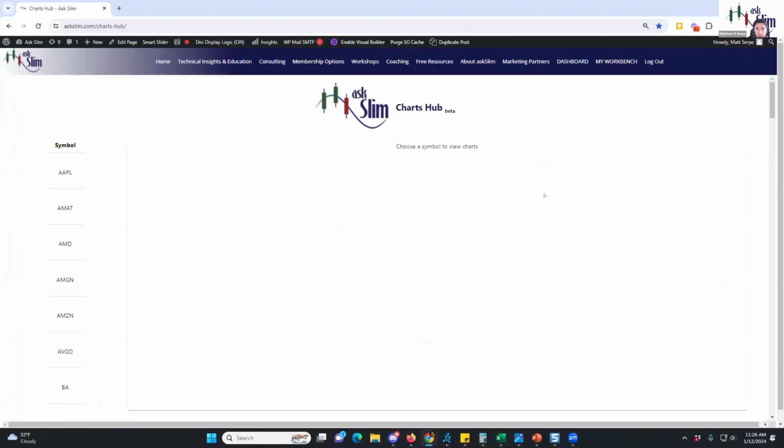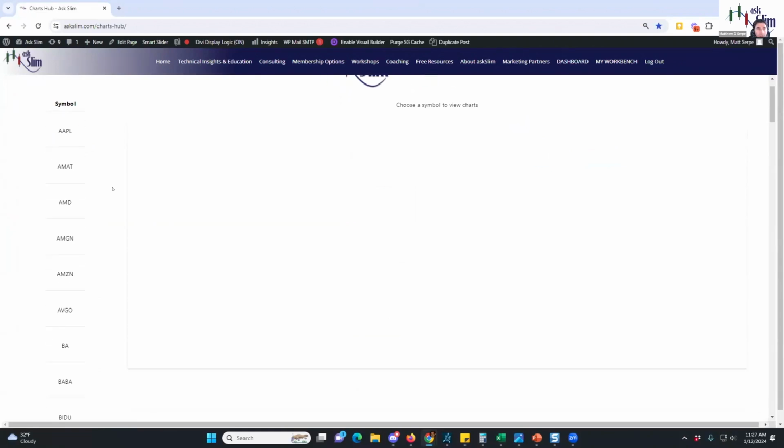So I go into the charts hub to start, and the charts hub is available in level 2 and higher, and you have really easy access to our weekly and daily analysis for the complete focus list of symbols that the askSlim team covers. And that is some of the most liquid, best patterned stocks, ETFs, and then futures markets.